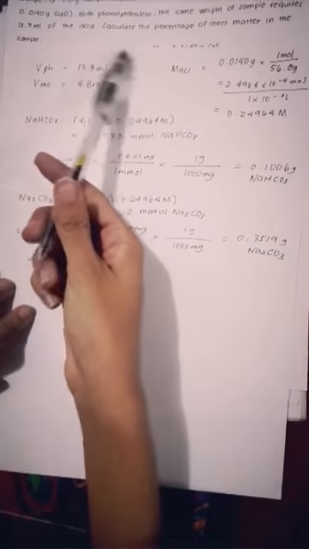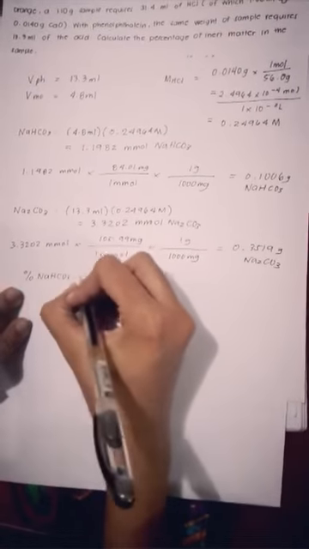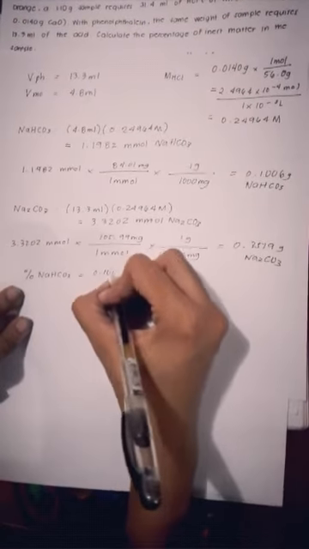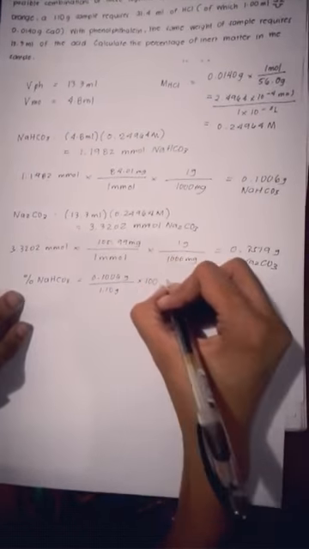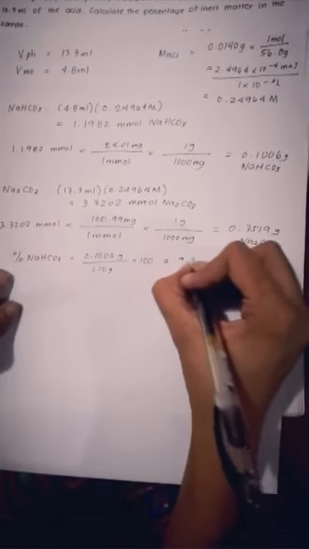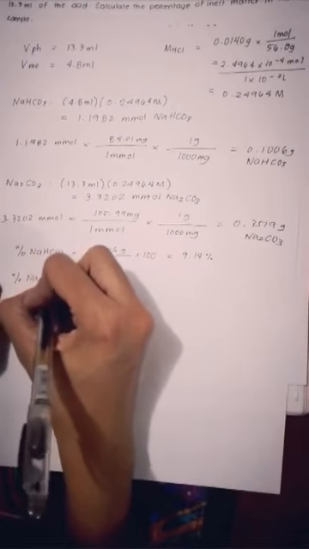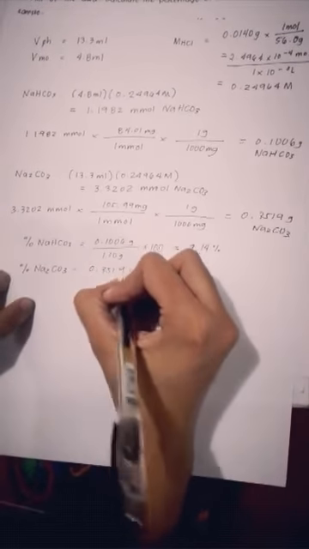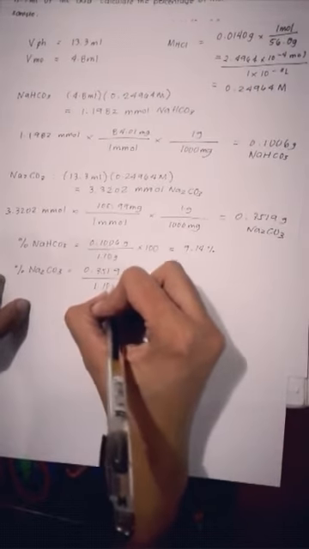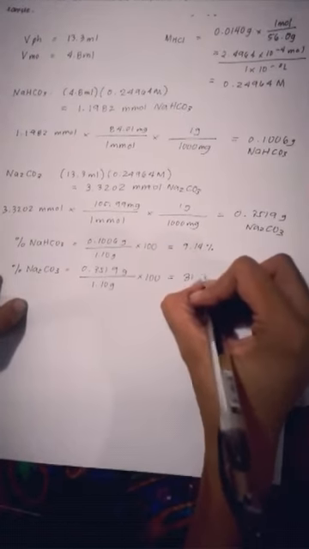Now, let's compute for its percentages in relation to the sample. Percent sodium bicarbonate can be computed by dividing its weight to the weight of the sample, which is 1.10 gram, multiplied to 100. Its answer will be 9.14%. Then, the percentage of sodium carbonate is equal to 0.3519 grams divided by the weight sample, 1.10 grams times 100, the answer will be 31.94%.